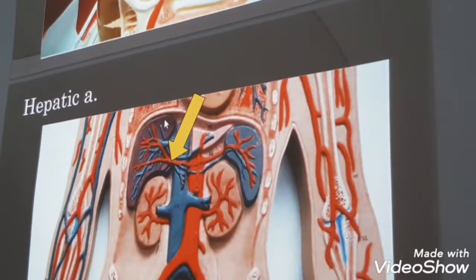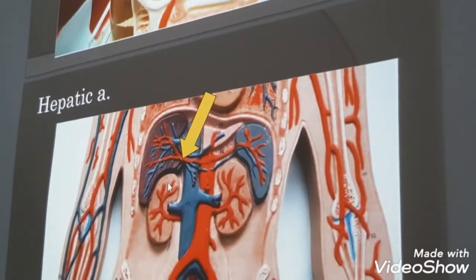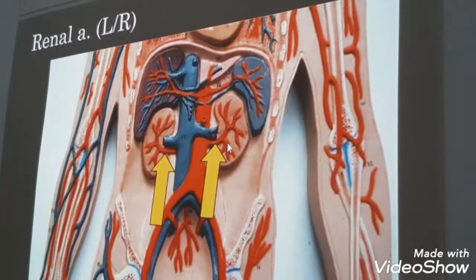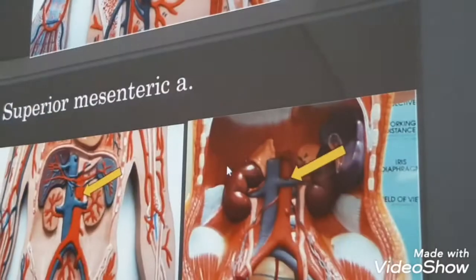This one is going to this structure, which is representing the liver. That's the hepatic artery. And then we have specific arteries going to each one of our kidneys. Those are the renal arteries.